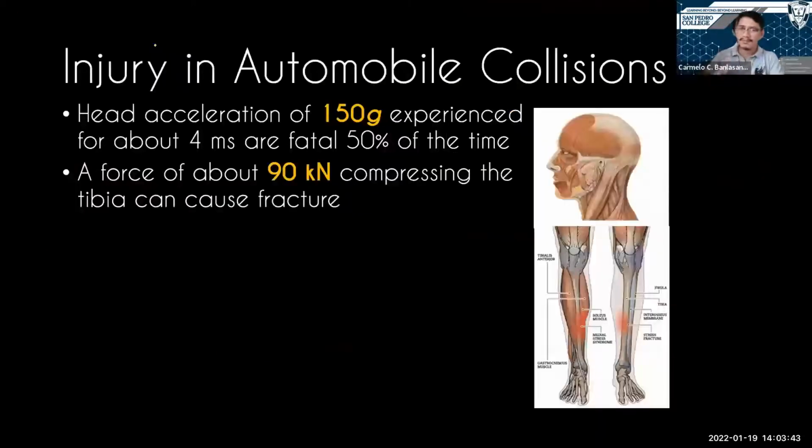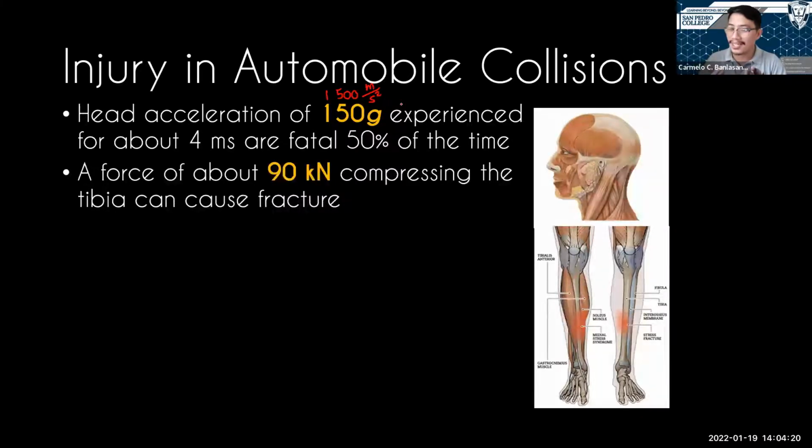That is why the question is, how can we be safe during collisions? According to the results of the crash test, these are the results of the experiments in the car test. Head acceleration of 150 G. What does this mean? That's 150 times the acceleration due to gravity. So that's 150 times 9.8, and that is equivalent to 1,500 meters per second squared.